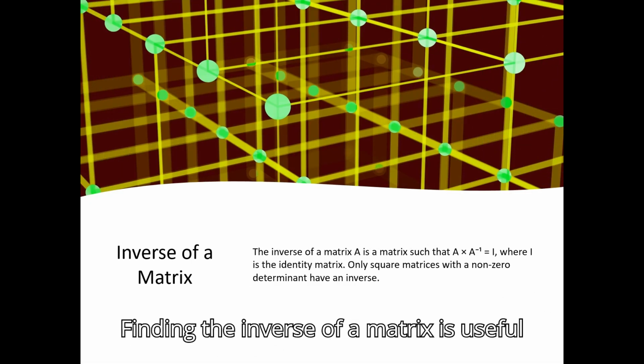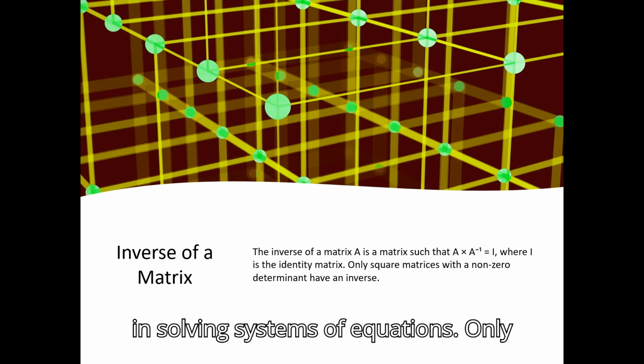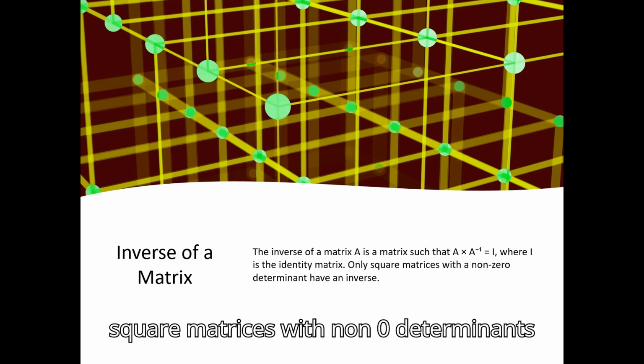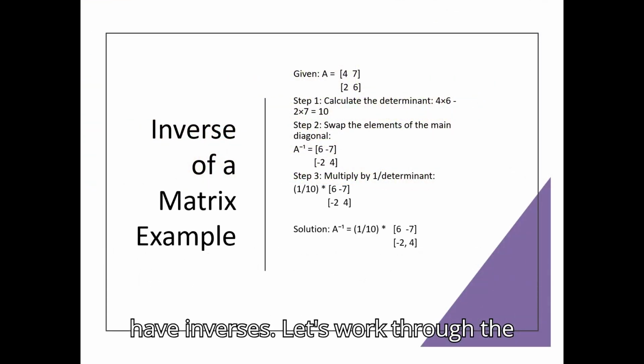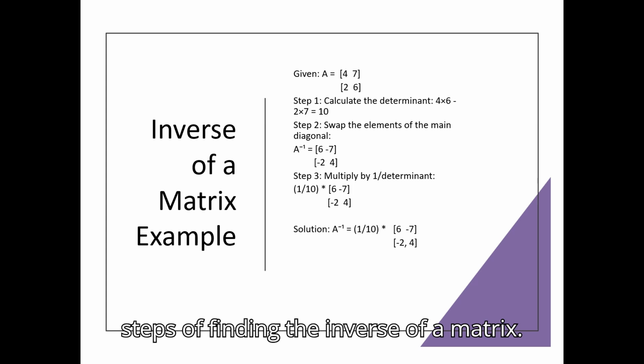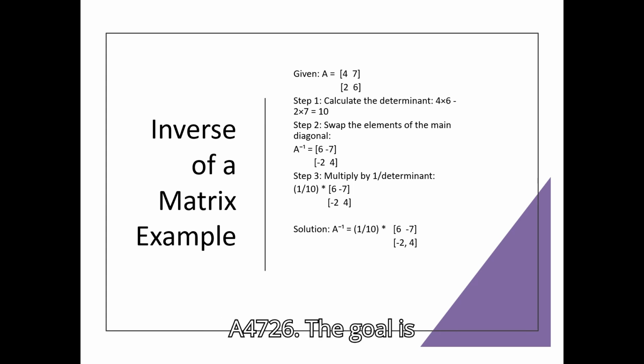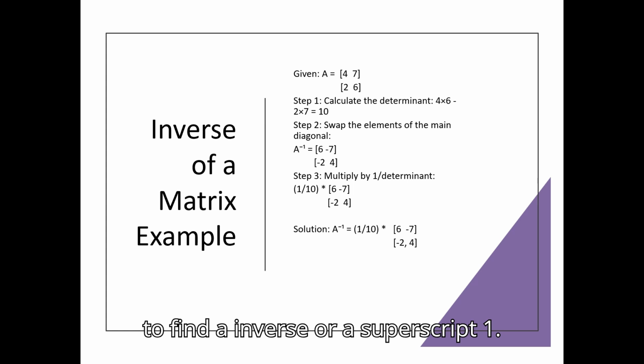Finding the inverse of a matrix is useful in solving systems of equations. Only square matrices with non-zero determinants have inverses. Let's work through the steps of finding the inverse of a matrix. We are given matrix A, 4, 7, 2, 6. The goal is to find A inverse, or A superscript -1.